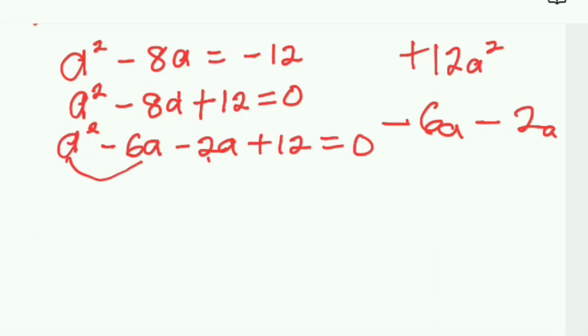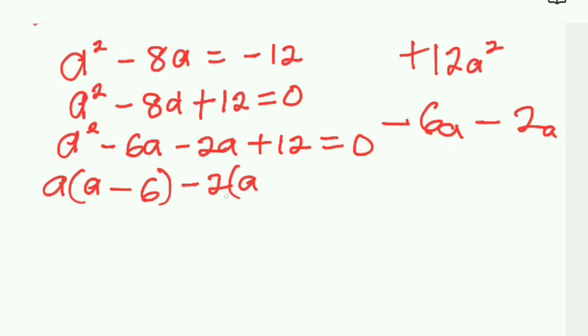We factorize by grouping. Sorry, so a is common here. Bring it out. a into a squared, that's a. a into minus 6a, that's minus 6. Bring out the sign minus. What is common between these two? We have 2. 2 into minus 2a, we have a left. And minus 2 into plus 12, that is minus 6, equals 0.